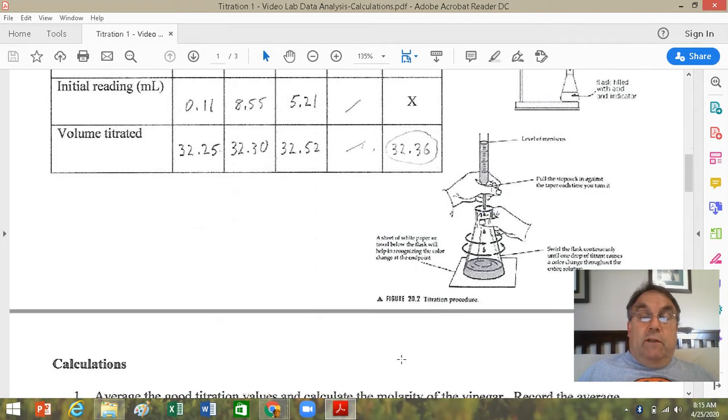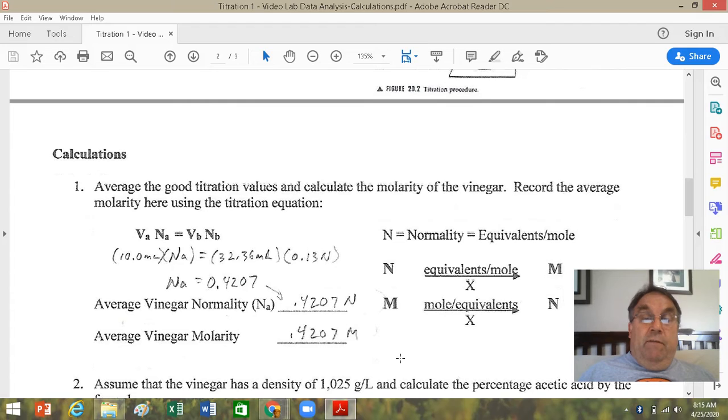If we carry that over to the titration equation, VA NA equals VB NB, where VA is the volume of the acid, and each time we used 10 milliliters. The normality of the acid, the concentration, is what we don't know. The volume of the base was the average of the 3 like trials, 32.36 milliliters. And the concentration of the base was 0.13 normal. If you remember back to the video, it's printed right on the big container. So we take 32.36, multiply it by 0.13, and divide it by 10.